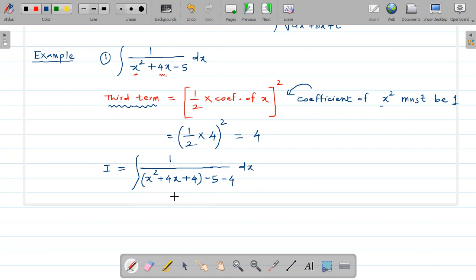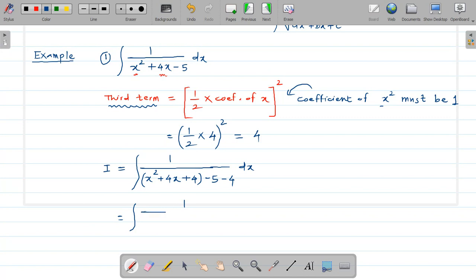So this is the method to evaluate the integration where the denominator of the function contains the quadratic equation. If you have the quadratic equation, then always you add the third term to get the perfect square. Okay, so what will be the next steps here?